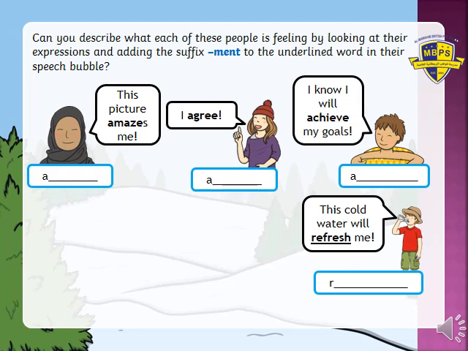Third one is I know I will achieve my goals. Achieve is, as you can see in the pictures, the root words are in the bold form. So when we add the suffix to the root word, it will change into achievement. Fourth one is this cold water will refresh me. If I want to make it by adding the suffix, it will change into refreshment. Can you write a sentence using each of the new nouns you have created?